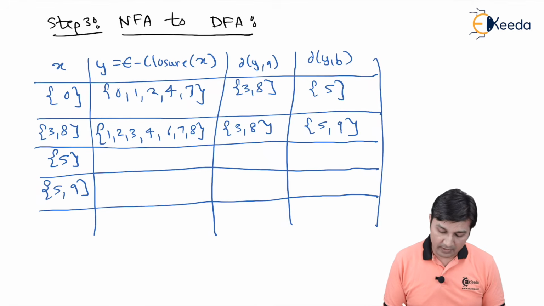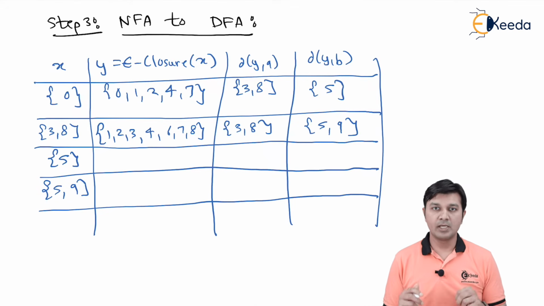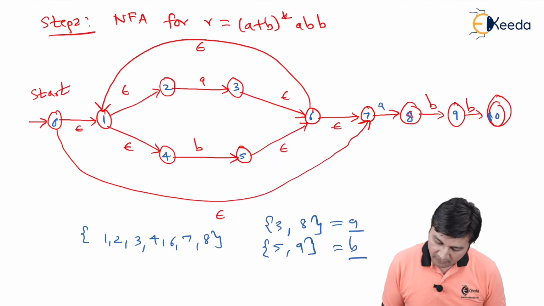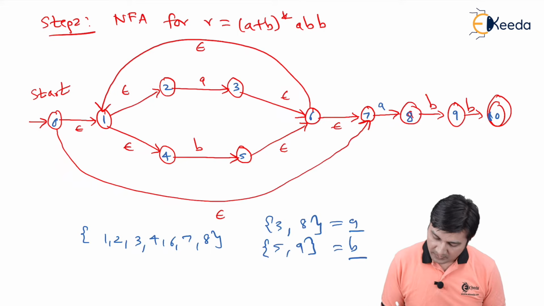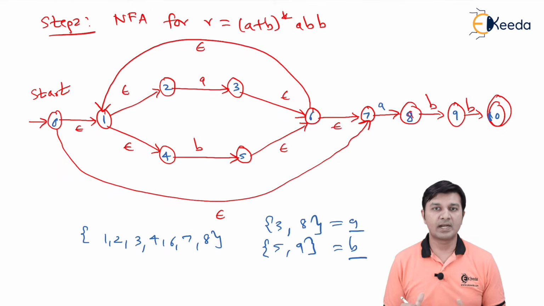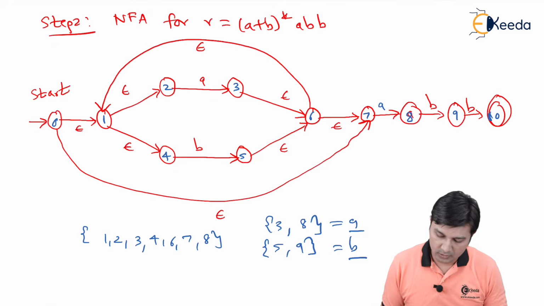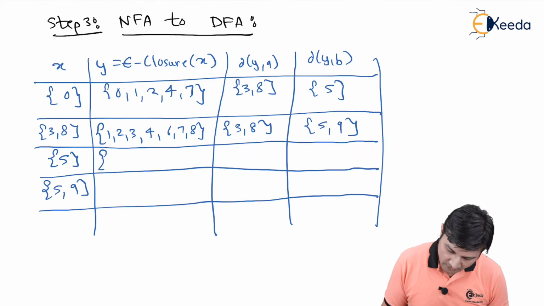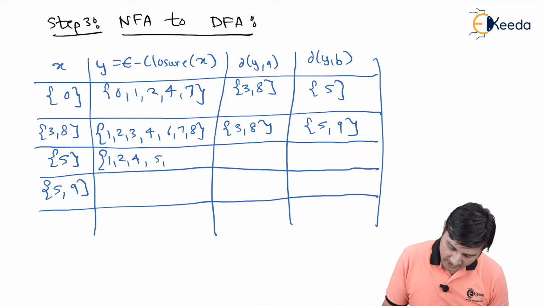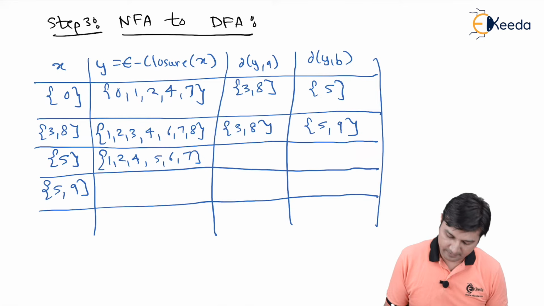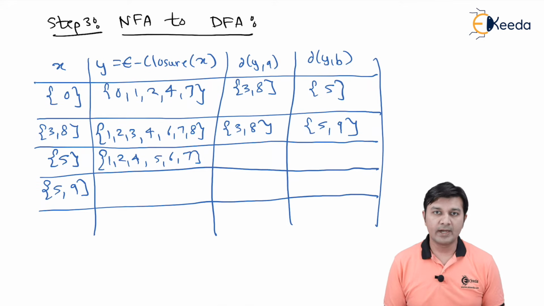Now we want to find what is epsilon closure of 5. If you observe the diagram closely, epsilon closure of 5 is 5 itself, 6, 7, coming back 1, 2, 4. So let's write the epsilon closure of 5. So epsilon closure of 5 is 1, 2, 4, 5, 6, 7. Fair enough. Going ahead, we have to calculate Y on A and Y on B.